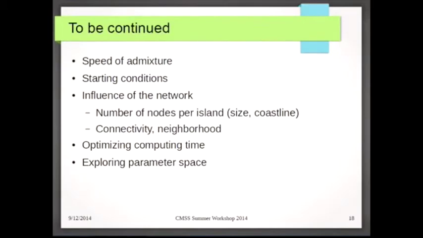So we have a lot of things to do for this model, especially playing on the starting conditions, because we have many assumptions, many possibilities on these conditions. We also, at the very beginning of setting down the network, the number of nodes may be important, especially per island. We are trying to fit with the size of the island or the length of the coastline, depending on the islands. And also when we are building the connections, trying to analyze the connectivity at the neighbor of each node. It's also quite slow with the big network, so we have an optimization phase to do, and obviously exploring the parameter space for this network. Thank you.